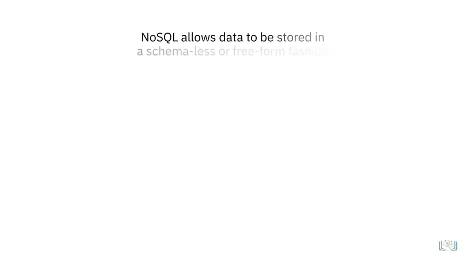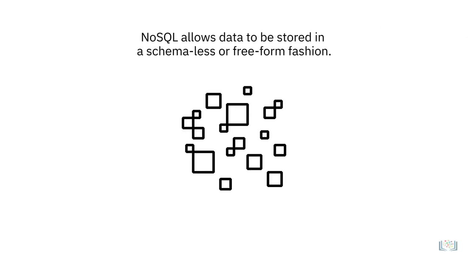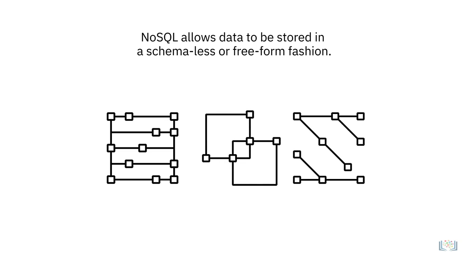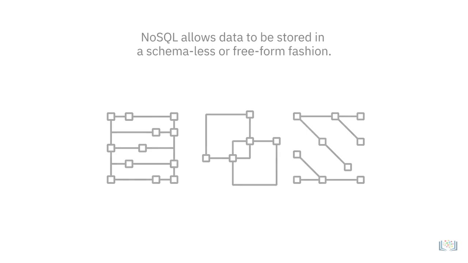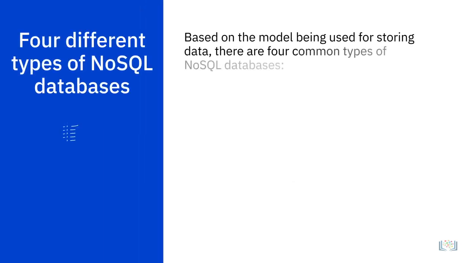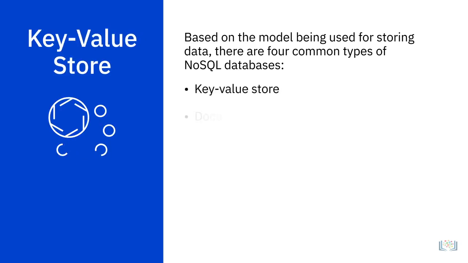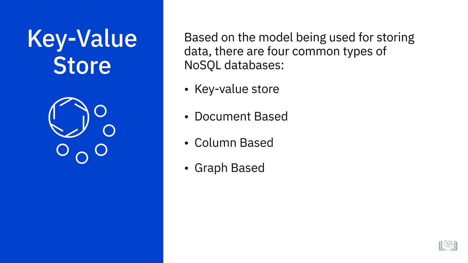NoSQL allows data to be stored in a schemaless or free-form fashion. Any data, be it structured, semi-structured, or unstructured, can be stored in any record. Based on the model being used for storing data, there are 4 common types of NoSQL databases: key-value store, document-based, column-based, and graph-based.